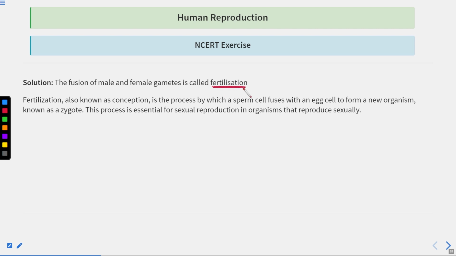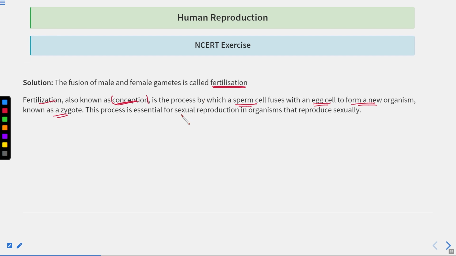And in humans, the fertilization is internal. Fertilization is also known as conception. What is another name of fertilization? Conception. It is the process by which a sperm fuses with the egg cell or the ovum to form a new organism. So what is formed after the fusion of the two gametes? Zygote is formed, which then develops into the embryo. The zygote is a diploid structure.